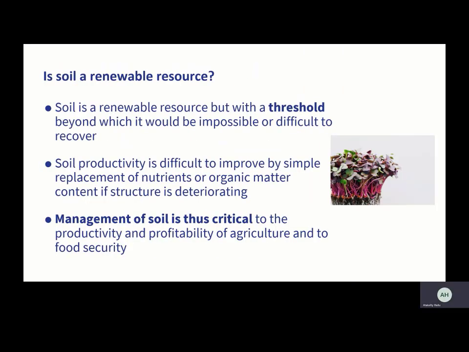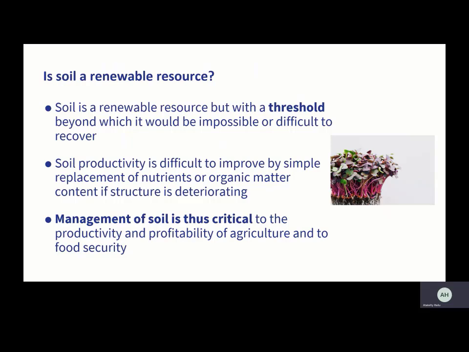Now, it's useful to ask a question. Is soil a renewable resource? That means if you affect it, if you decimate it, or if you reduce it, does it grow back? Well, of course, it's a renewable resource, but within a threshold. But you will see in some of the videos, they will tell you it's not a renewable resource. What they mean is, if it's degraded seriously, it might not come back.